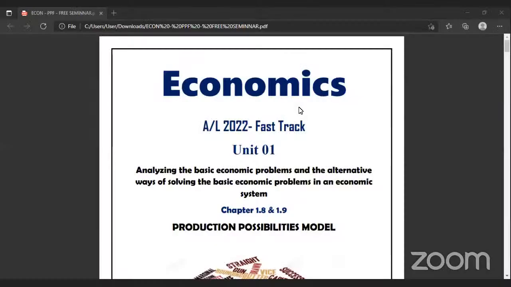You guys have already done the lessons, I hope, because you started economics and have been studying for around 1 year. It's more than 1 year.